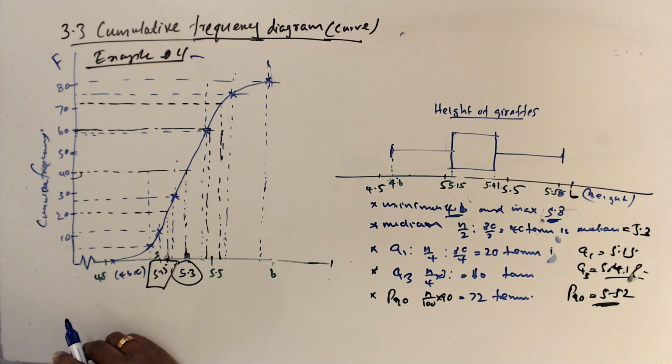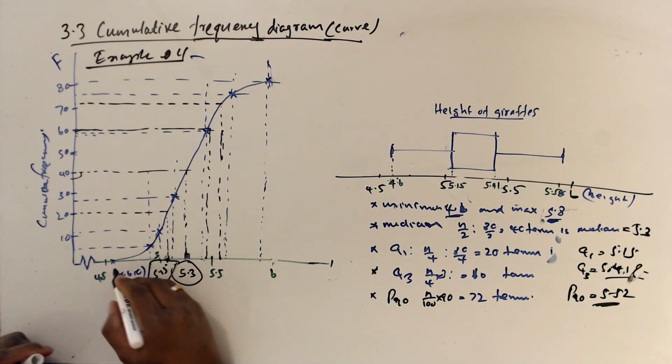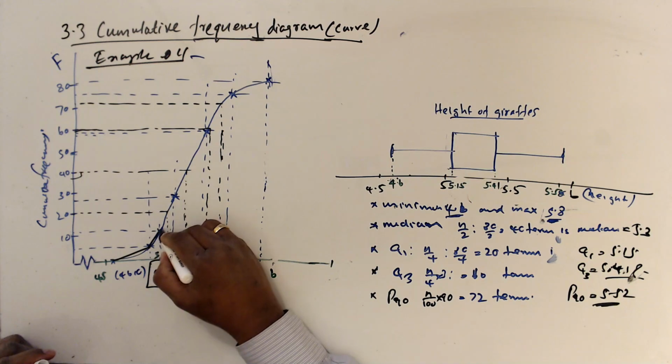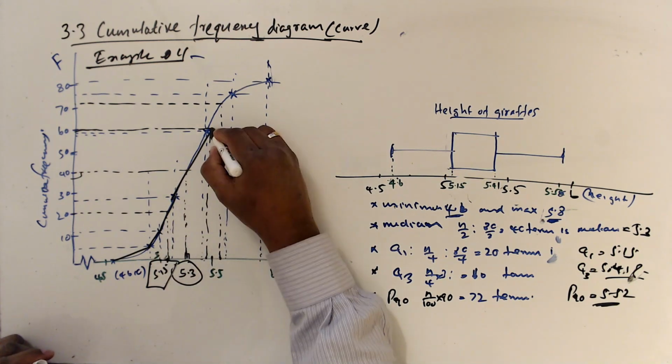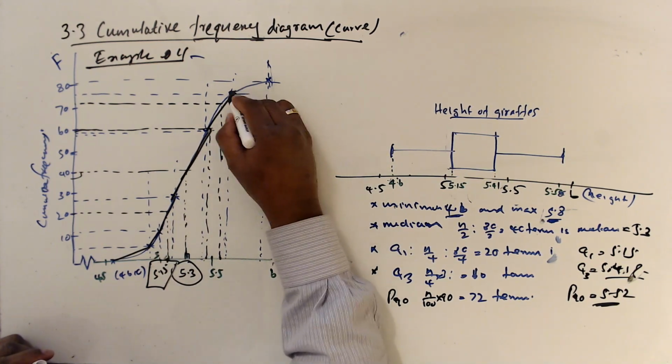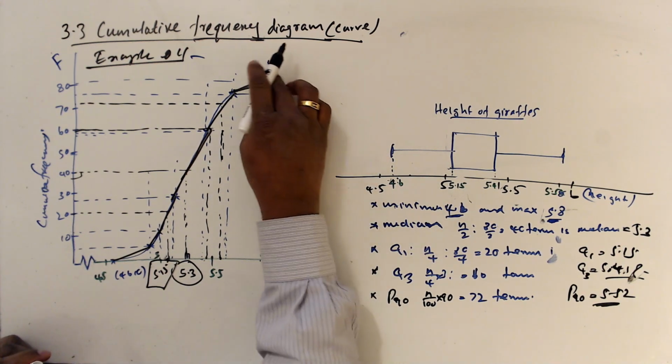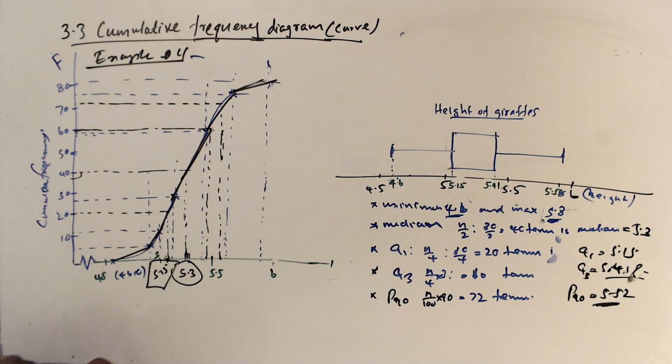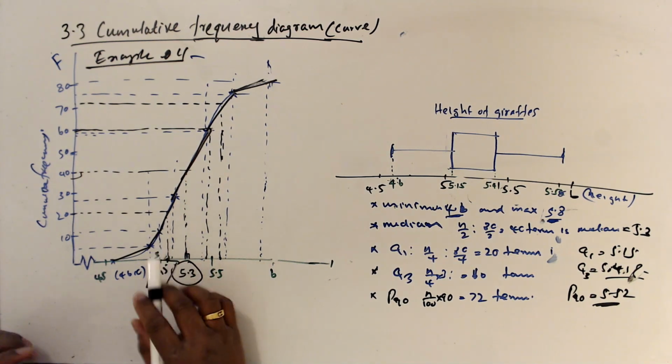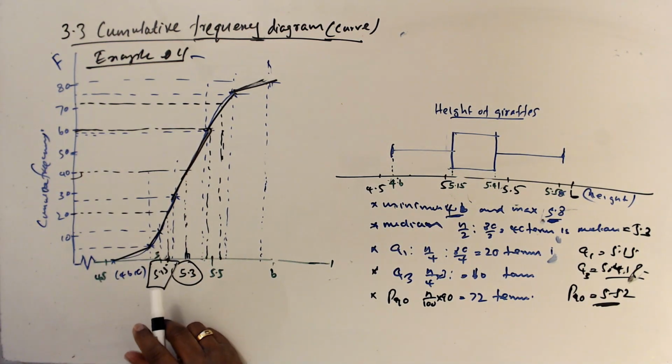We'll discuss exercise 3C now. Before that, if we connect this graph with lines, then it is a cumulative frequency polygon. Previously we did the curve.